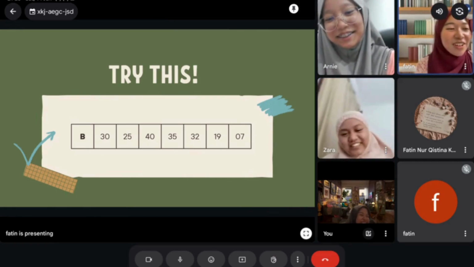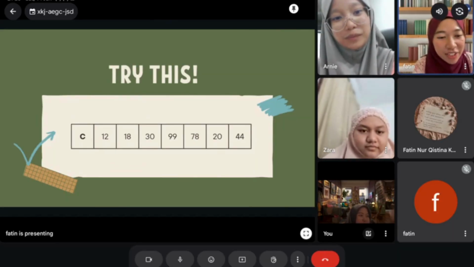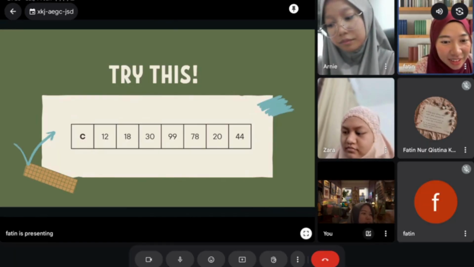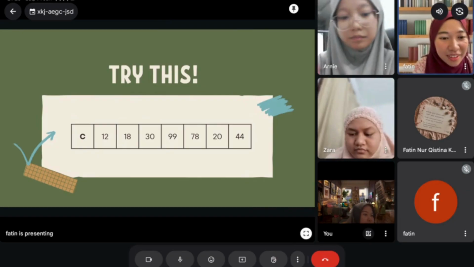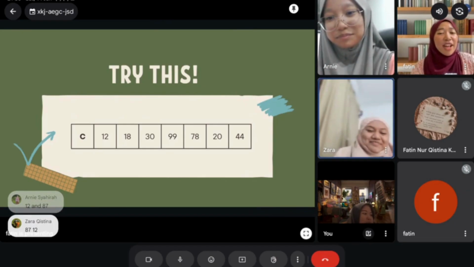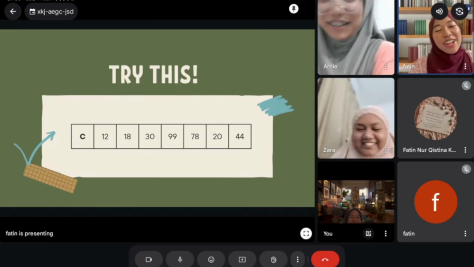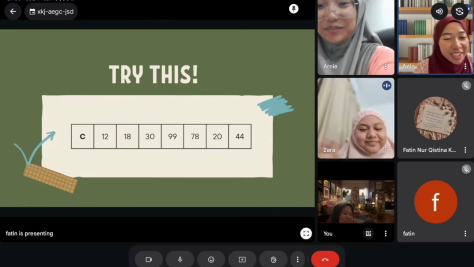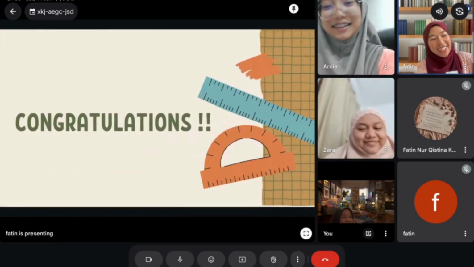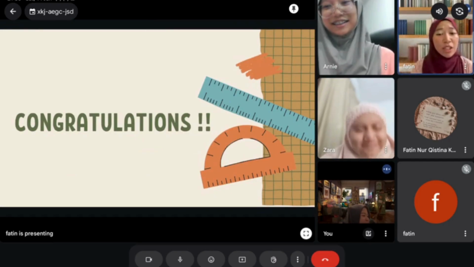Okay, this is the last one. Determine the minimum and range of the set of data. Guys, what happened? So everyone knows that Arnie has collected all the points here, so she's the winner for this game. Congratulations, Arnie. Keep it up, Fatin and Zara. You can do this after this, okay?